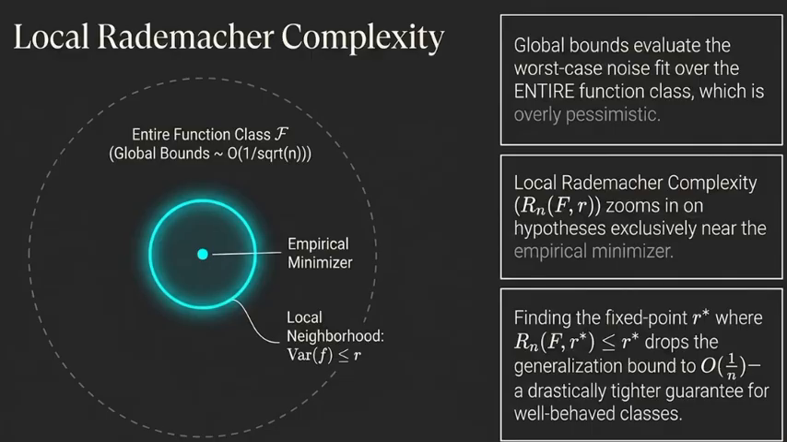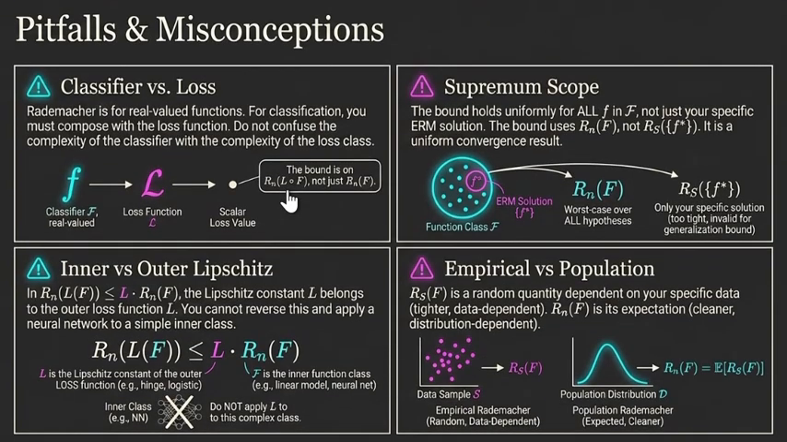Okay. Now we see some common pitfalls. First, do not confuse the complexity of the classifiers with the complexity of the composed loss class. The second is that the bound is uniform over the whole class, not only for the single empirical risk minimizer. Third, the Lipschitz constant multiplies the outer loss, not the inner function class. And fourth, the empirical Rademacher complexity is random and data dependent, so the population version is its expectation.